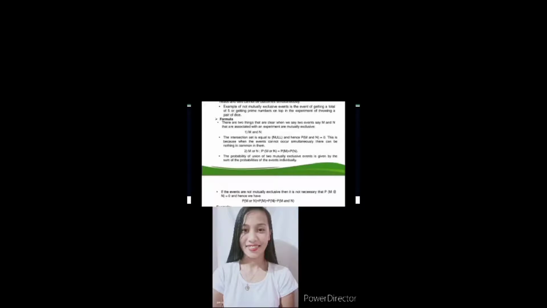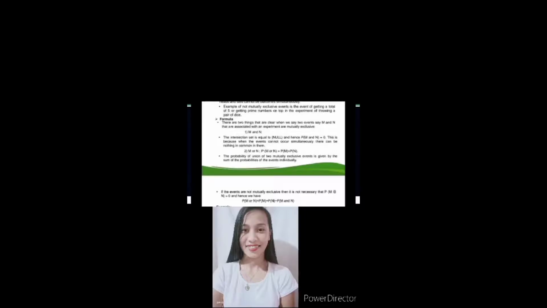So let me show you the formula. This formula means that there are two things that are clear when we see two events, M and N, associated with an experiment that are mutually exclusive. Look at this, first, M and N. Second, the intersection set is equal to null, and hence P(M and N) equals 0. This is because when the events cannot occur simultaneously, there can be nothing in common between them.